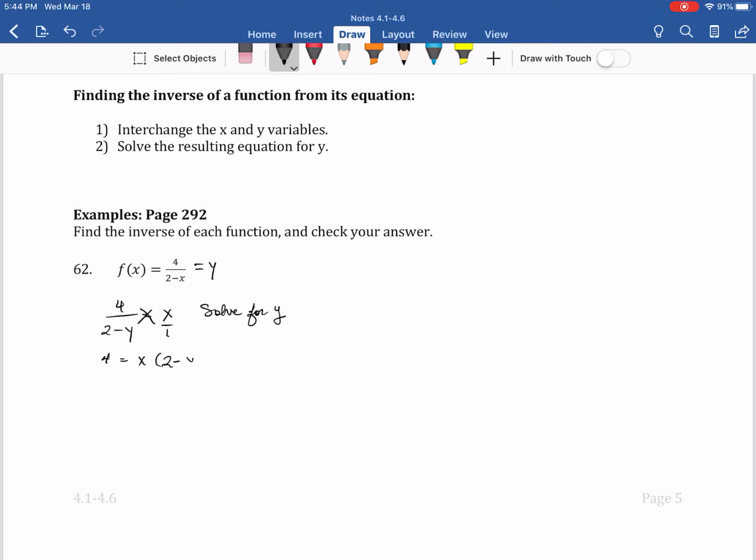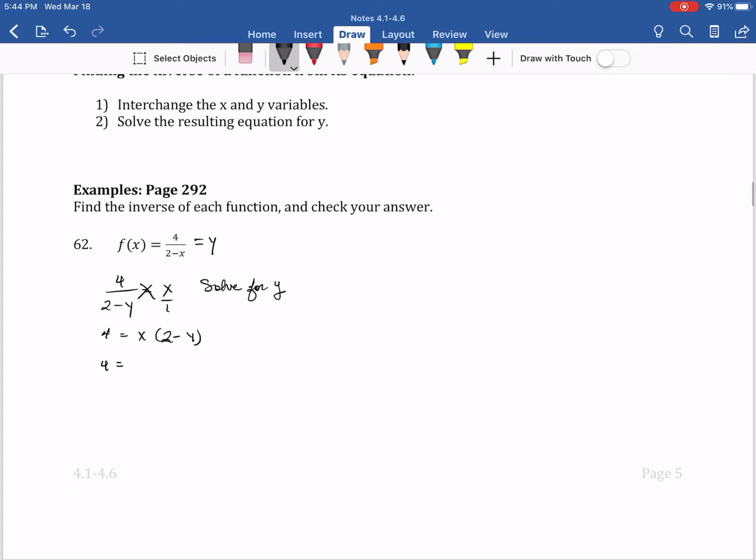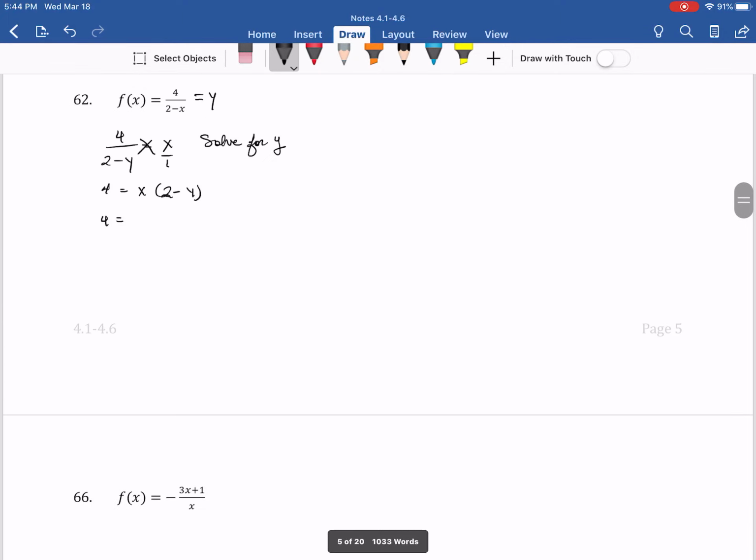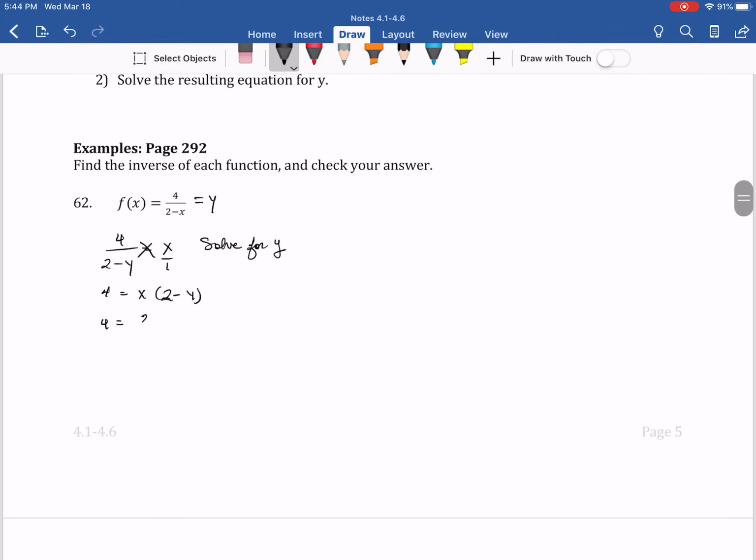2 minus y. Okay. What are we trying to do? Get that y by itself. Let's distribute the x. Simplify that right-hand side. We get 2 times x minus x times y. Still trying to get that y by itself, aren't we? Subtract that 2x to the other side. Now it's 4 minus 2x equals negative xy.